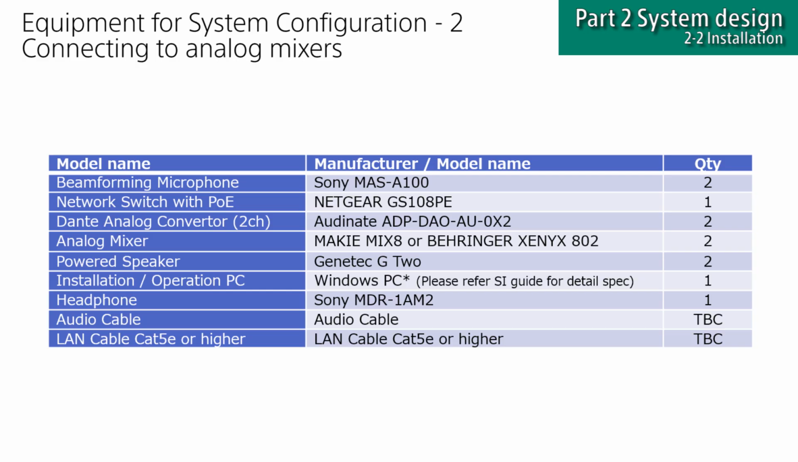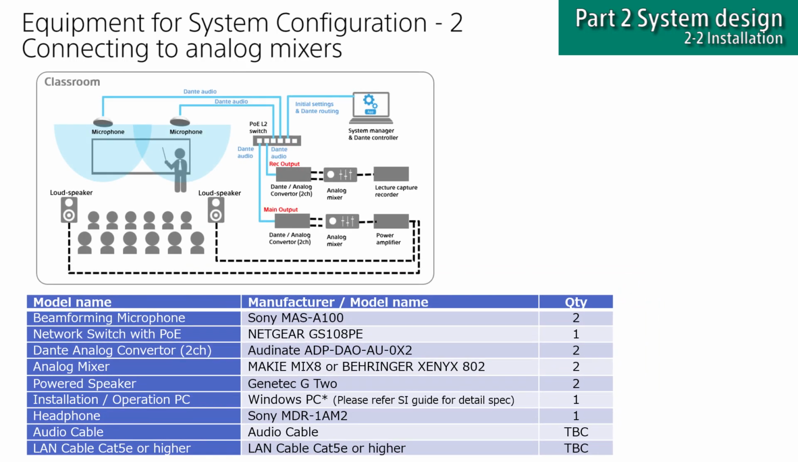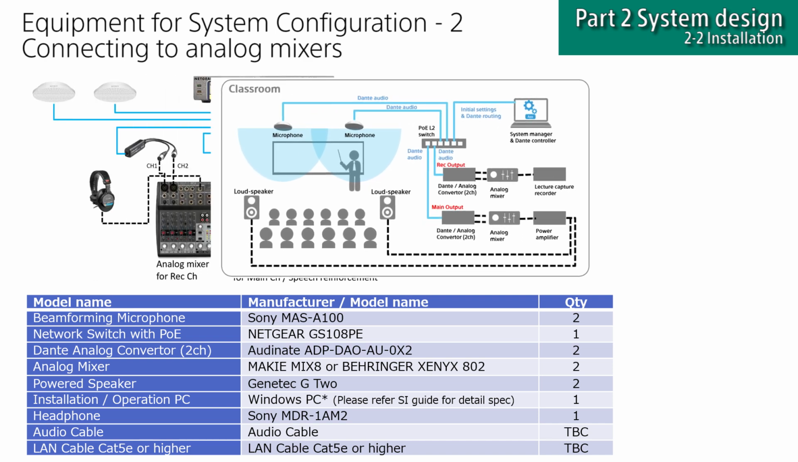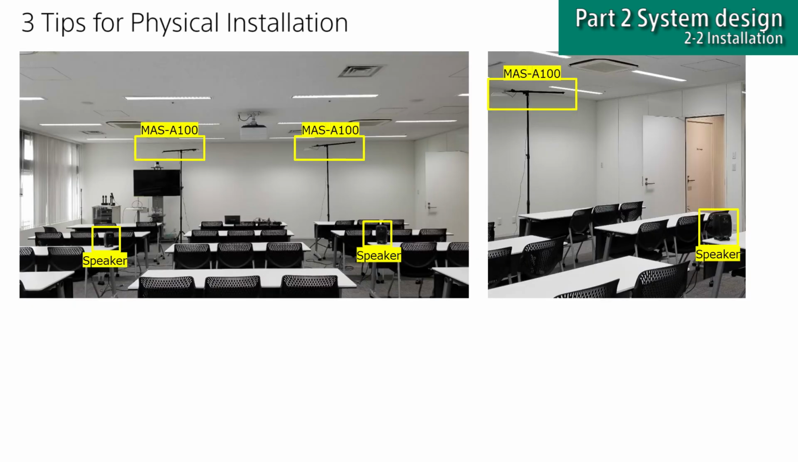This is an example of an equipment list for the case of system diagram 2 that I have already shown you. If you are the person to install the beamforming microphone system, you can refer to this diagram for test purposes or demo purposes in advance before the actual installation. This is a picture when we conducted the test installation.